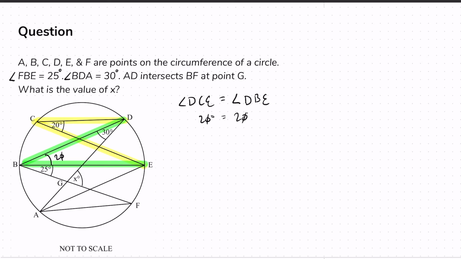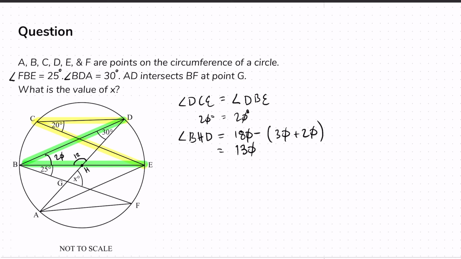Now if they're both 20 degrees, then I can use this triangle in the middle to find this angle here. So let's give this a name. Let's call that H. BHD, well that's equal to 180 minus 30 and 20. Right, so that's going to be 130.